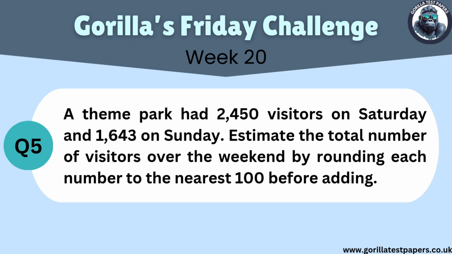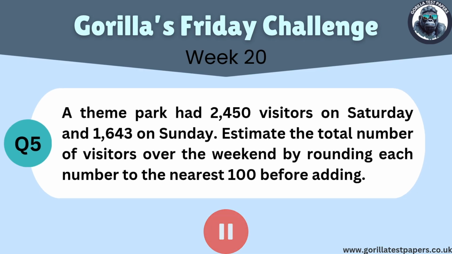This is the last question of the week. The question asks, a theme park had 2,450 visitors on Saturday and 1,643 on Sunday. Estimate the total number of visitors over the weekend by rounding each number to the nearest 100 before adding. Pause the video now to try the question yourself. Alright, let's get into it.